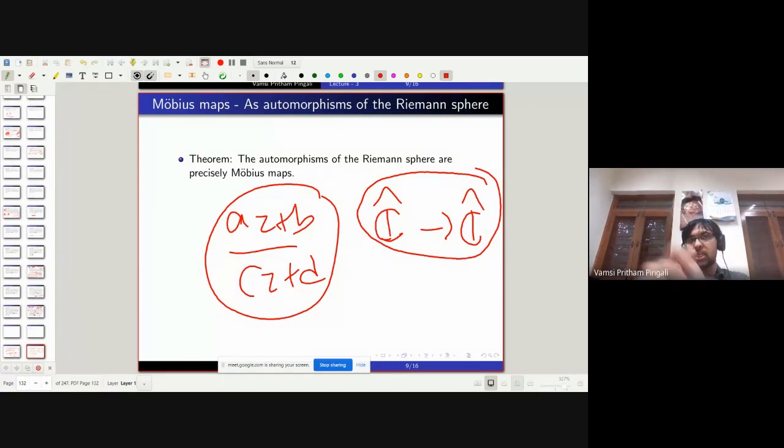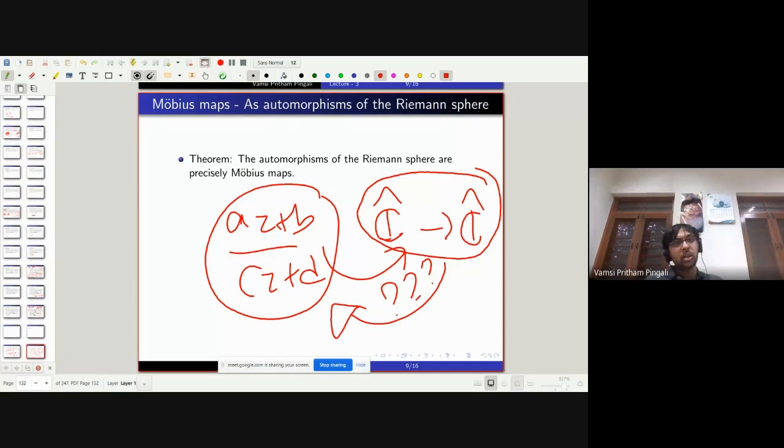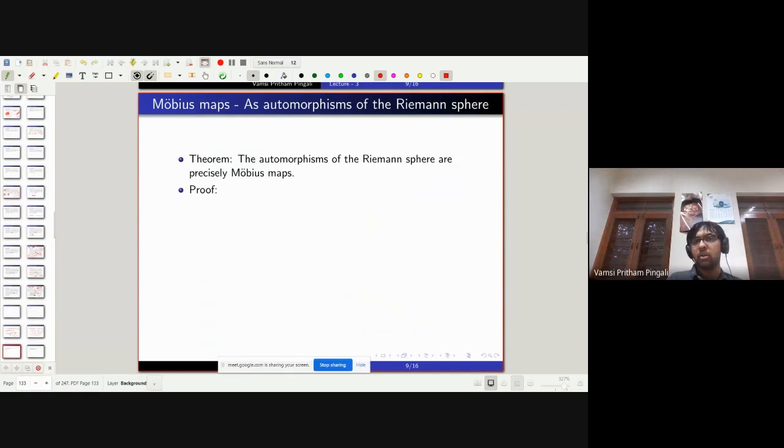It's easy to prove that these are automorphisms of this, but all automorphisms of this are these? That's not easy, right? That requires some work. How do you know that every automorphism looks like this? That's not at all easy. So this requires a lot of work, and that is why it's a theorem. So, proof.